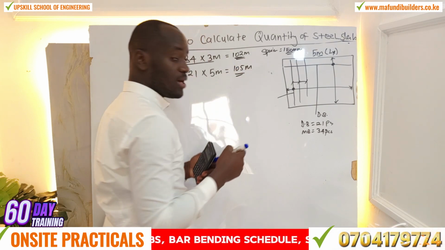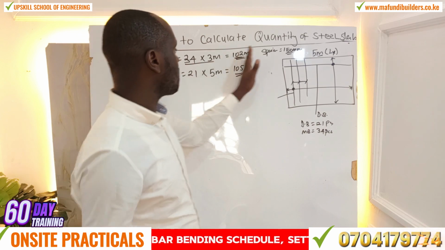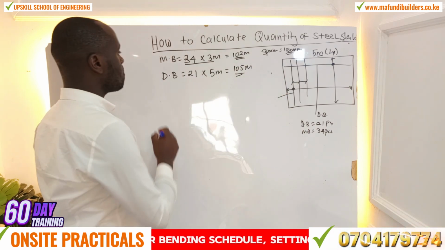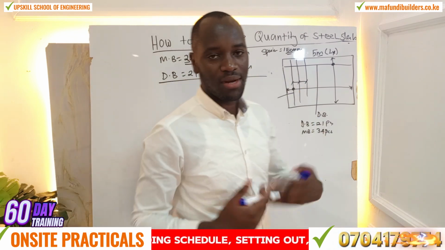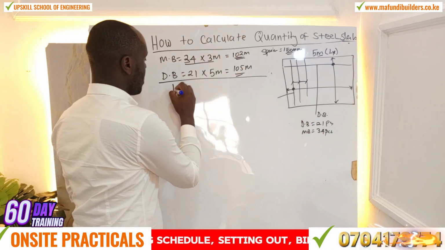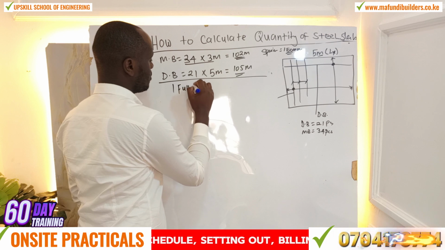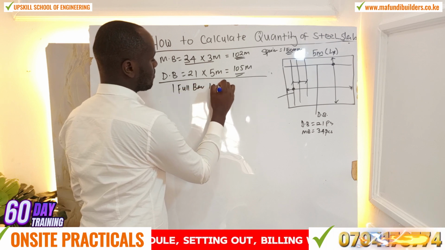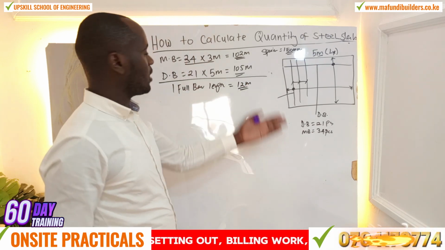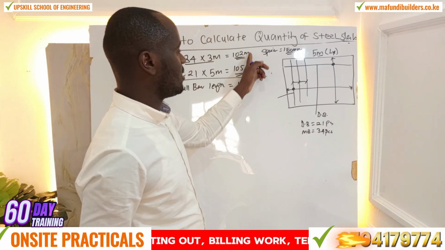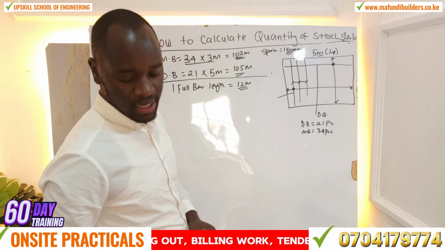So this is the length of this bar. Guys, remember that then you need to know, what if now you want to know the number of bars? Remember, guys, that one full bar length has 12 meters, right? So now what you can do, guys, you can come here and divide this to know the number of bars.